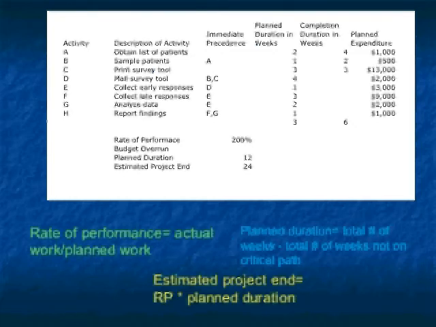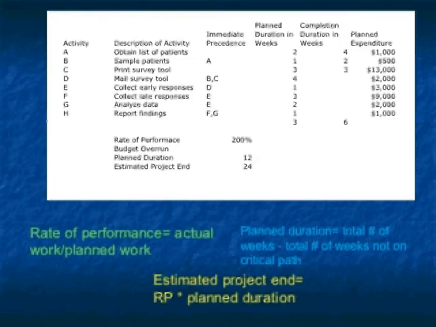The actual work is calculated by the sum of the numbers in the completion duration column, which equals 6 weeks in this case. The planned work is summed to equal 3 weeks. Therefore, the rate of performance equals 200%, which means that the work is taking twice as long as expected.